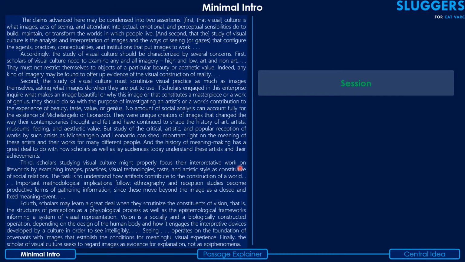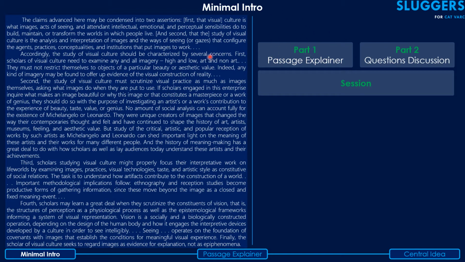Now, for those of you who might be watching this session for the first time, know that the session is split into two parts. Part one is the passage explainer, where I take you through each and every paragraph of the passage and explain it in detail by the use of a schematic diagram. And part two is where I take you through the questions. The current video is part one. Every session has two videos, and this video is part one.